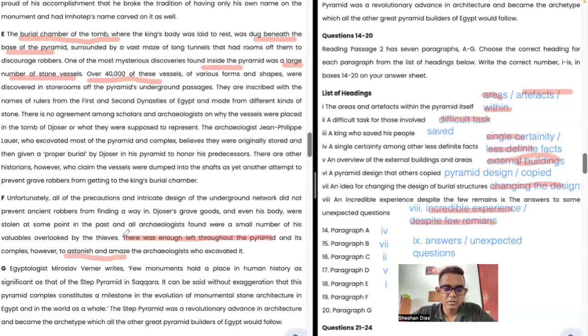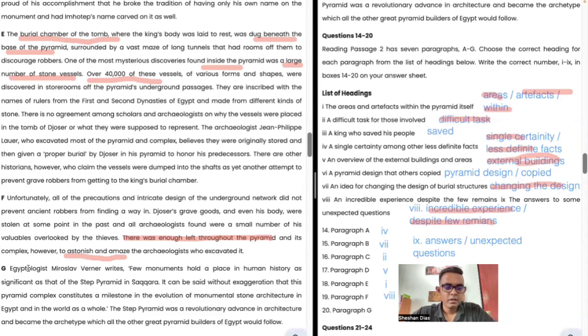All right, okay, so again, we didn't have to read the entire paragraph. We just read the last sentence and we were able to find the correct answer. So the answer for paragraph F would be answer number 8. All right.